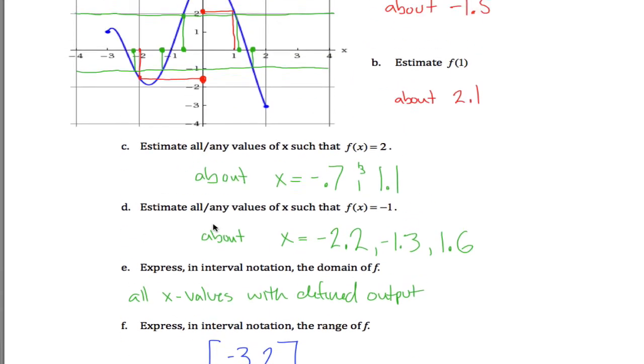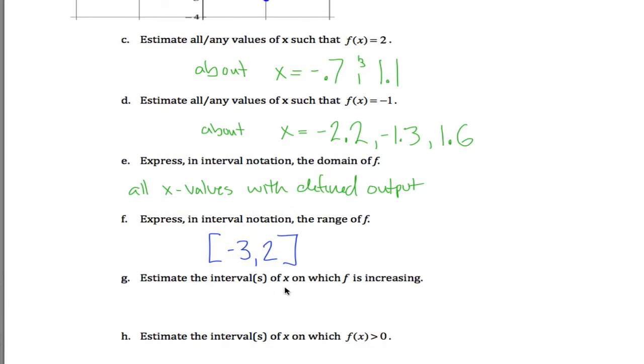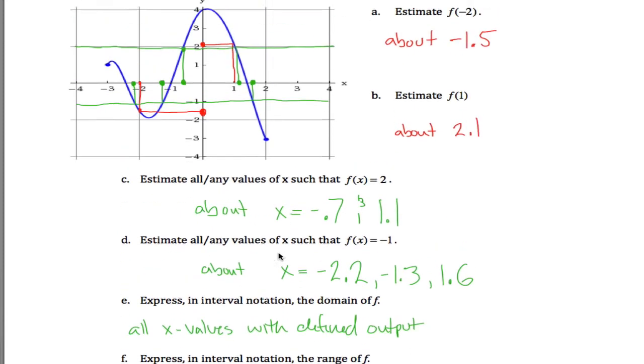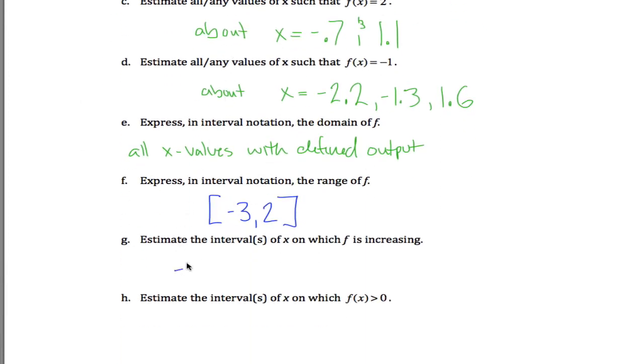I want to have those both closed because these are closed circles at the end. -3, +2. Express in interval notation, estimate the intervals of x on which f is increasing. Okay, this graph is going up, it looks like barely right at the start here. So from -3 to, I don't know, -2.9. -3 to negative 2.9.